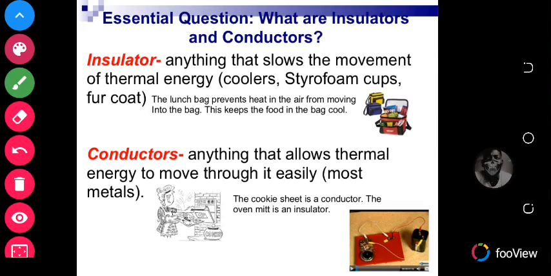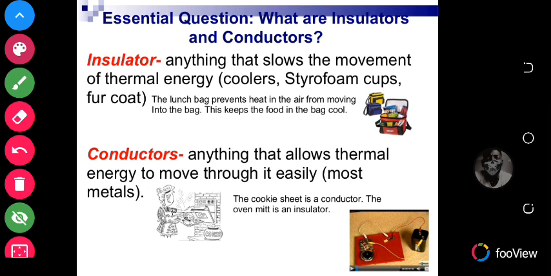When you hear about conduction, you should know about insulators and conductors. An insulator is anything that slows the movement of heat. It is something that prevents heat from flowing through. Example, rubber. That is why the handle of a metal pot is made of plastic or wood, so that heat doesn't flow through.